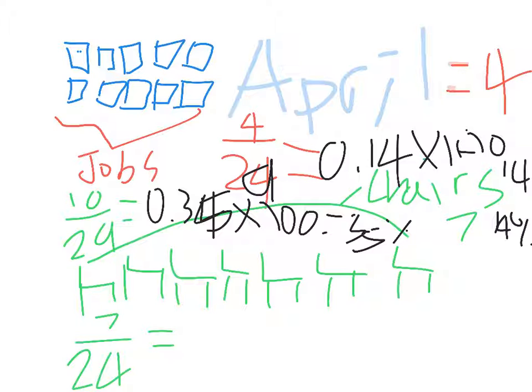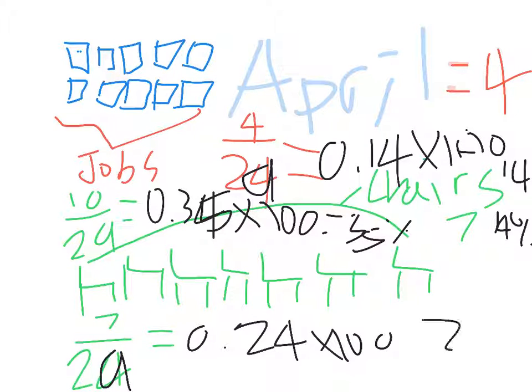Now, last one is that 7 chairs and 29 people. So 7 divided by 29 is 0.24, times 100 is 24% of kids have chairs.